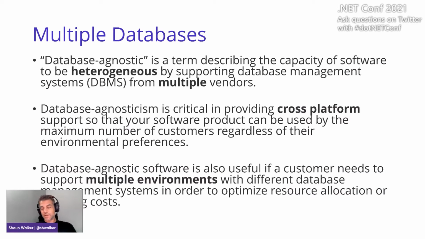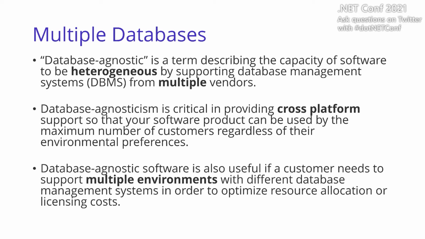So getting into talking about multiple databases. The term database agnostic is sometimes used as a term for describing software that is heterogeneous, meaning it can support database management systems from multiple vendors. And so what's the benefit of database agnosticism? Well, it allows you to be cross-platform, especially on a platform like .NET Core, which is cross-platform. It's really important to be able to support databases as well that are cross-platform.